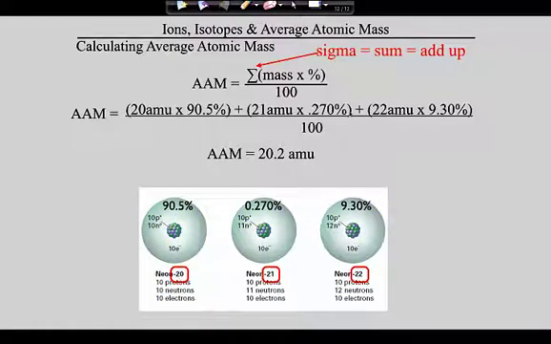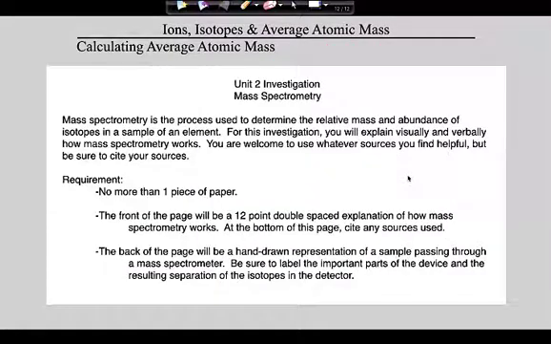And it goes like this. Guys, this is your extra credit challenge. The answer to the question, how do we count and weigh atoms, is what is called mass spectrometry. So mass spectrometry is the process used to determine the relative mass and abundance of isotopes in a sample of an element. For this extra credit assignment, you will explain visually and verbally how mass spec works.